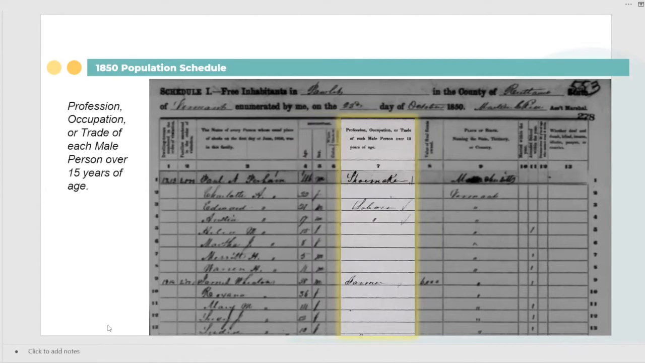There it goes. Profession, occupation, or trade of each male person over 15 years of age. People under the age of 15 worked a lot. Women worked outside the home a lot, but they weren't counted on here.